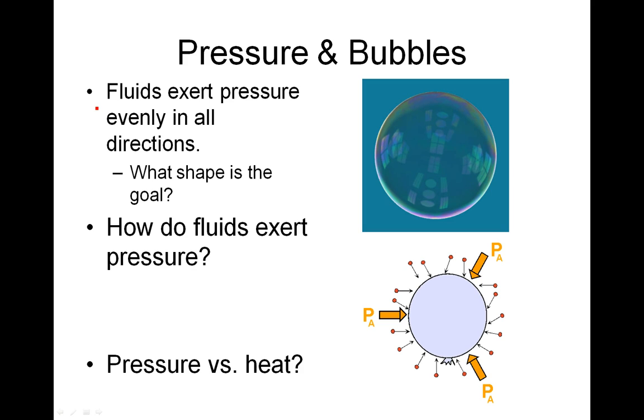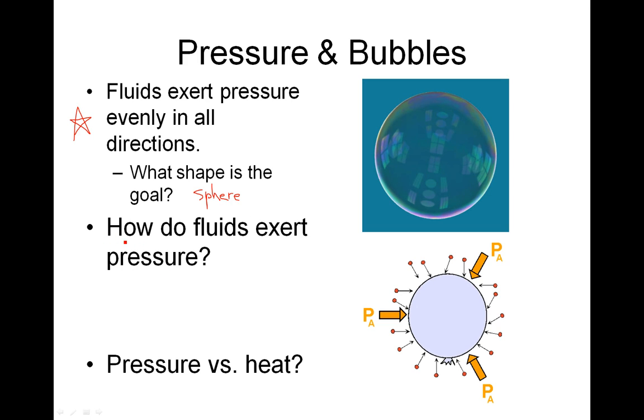Pressure and bubbles. Fluids exert pressure evenly in all directions. I'm going to put a star by this. So fluids exert pressure evenly in all directions. So what shape is the bubble? It's going to be a sphere. Evenly in all directions would be round in all three dimensions. It's going to be a sphere.